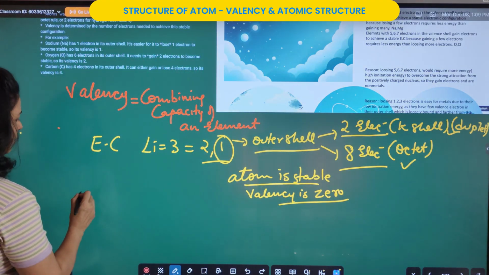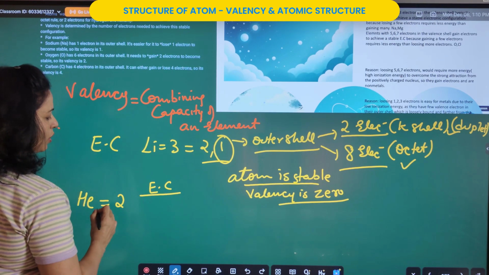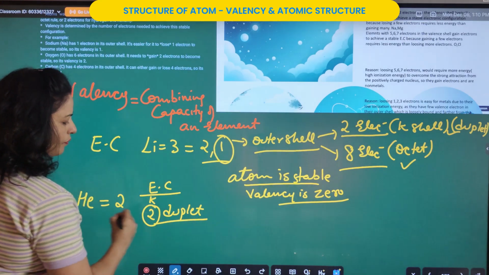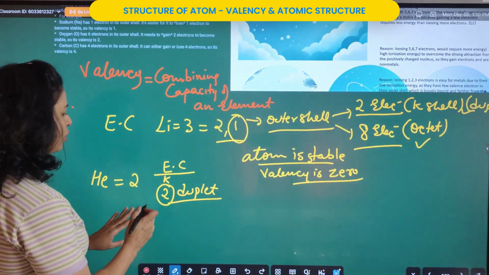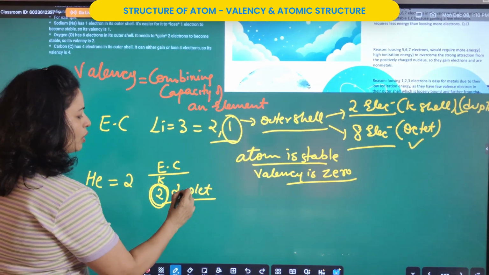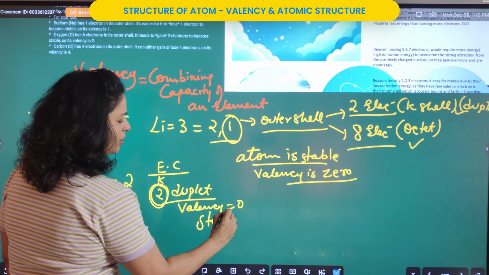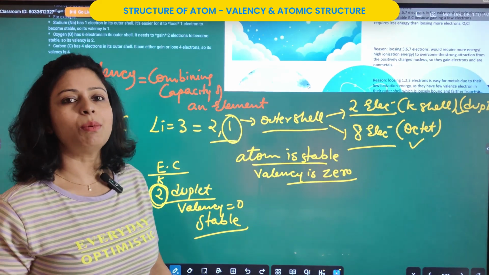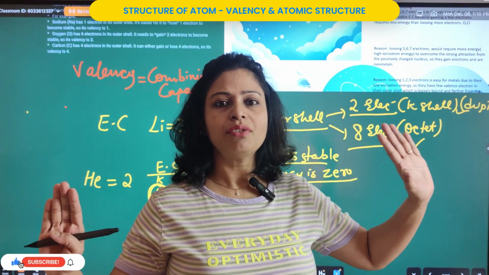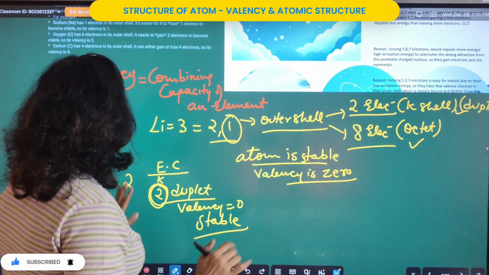Suppose I give you an example, helium. Helium's atomic number is 2, so its electronic configuration will be K shell filled with 2 electrons. This is a very good example of a duplet. Helium has a duplet configuration, where its only shell is filled with 2 electrons, so its valency is 0. It is highly stable. It doesn't have to react to attain stability. It is happy with itself. It is not going to lose or gain any electron.